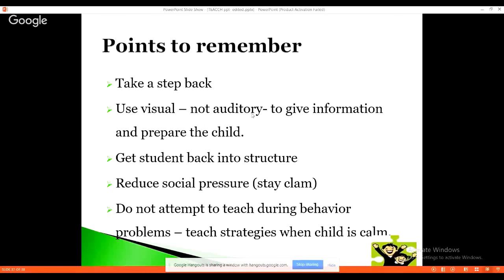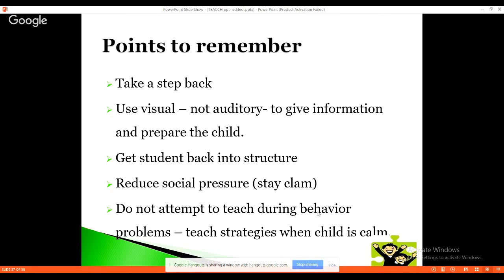So now let me go back to that screen and let's see what I was speaking about. So I was speaking about use visual, not auditory, to give information, get student back into structure, reduces social pressure. I can have activities which say, your time out, it's your time, me time, you choose what you want to do. That's what it would be.